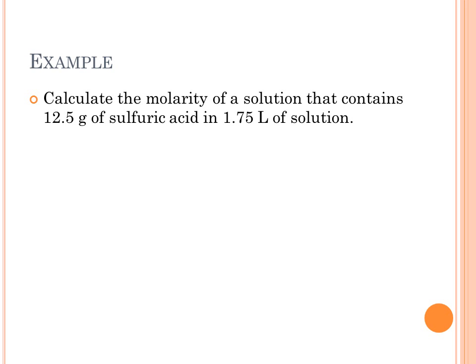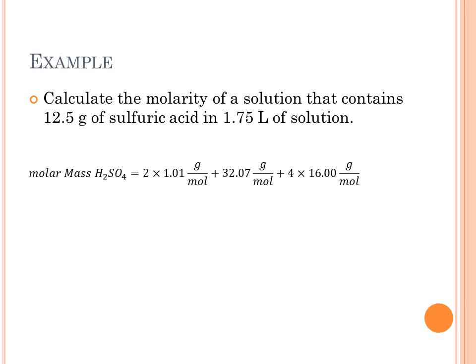So let's calculate the molarity of a solution that contains 12.5 grams of sulfuric acid in 1.75 liters of total solution. We'll need the molar mass of sulfuric acid. So we're going to say 2 times 1.01 grams per mole plus 32.07 grams per mole for the sulfur plus 4 times 16 grams per mole for the oxygen, giving us a total of 98.09 grams per mole for the sulfuric acid. You can look at my moles video if you want to know about adding up molar mass in more detail.